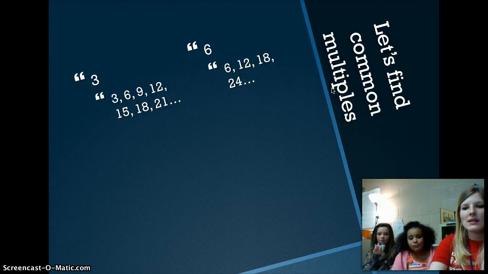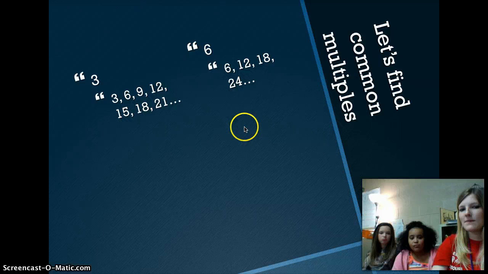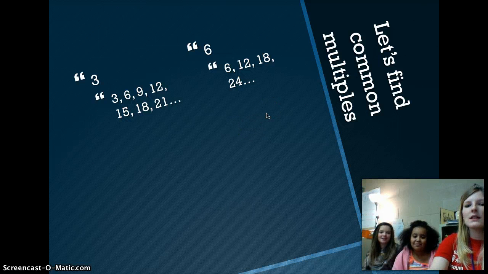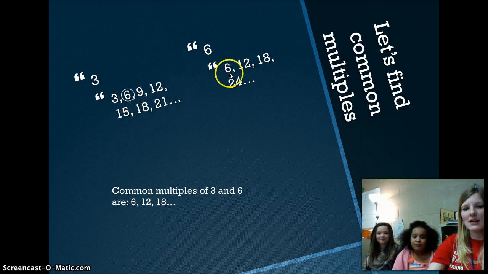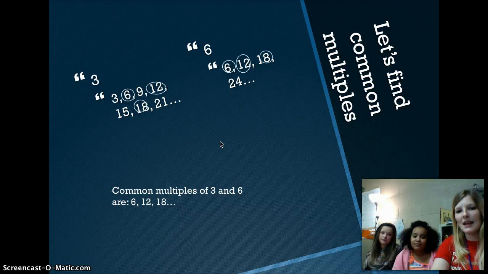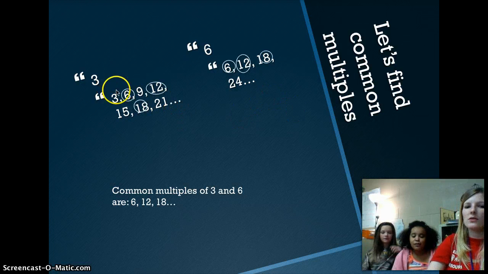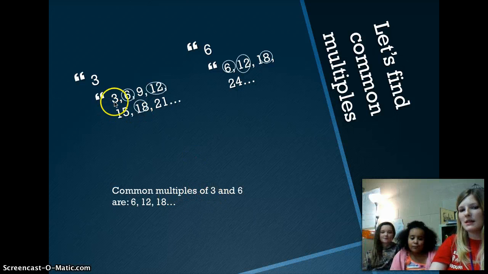So now we're going to find what's in common. Look at the 3s and look at the 6s. What do you see on both sides? What's the first one, girls? 6. So 6 here and a 6 there. Then we have 12. 12 and 12. What's the next one? 18. 18 and 18. So 6, 12, and 18 are all common multiples because they are in common.